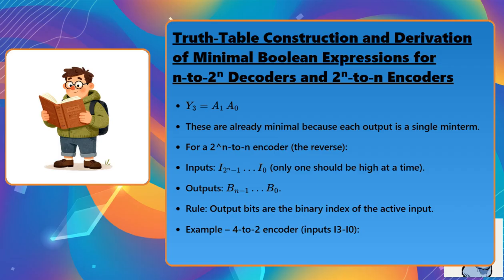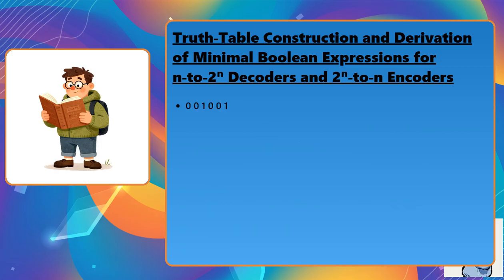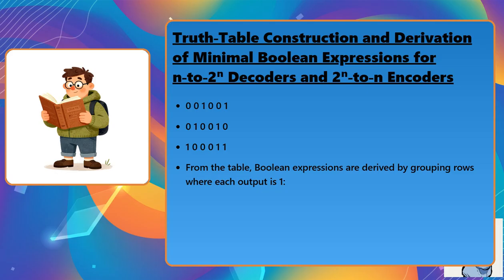Example: 4 to 2 encoder, inputs I3 to I0. Input 0 0 0 1 gives output 0 0. Input 0 0 1 0 gives 0 1. Input 0 1 0 0 gives 1 0. Input 1 0 0 0 gives 1 1. From the table, Boolean expressions are derived by grouping rows where each output is 1. B1 equals I2 or I3. B0 equals I1 or I3. These are minimal sum of products forms.